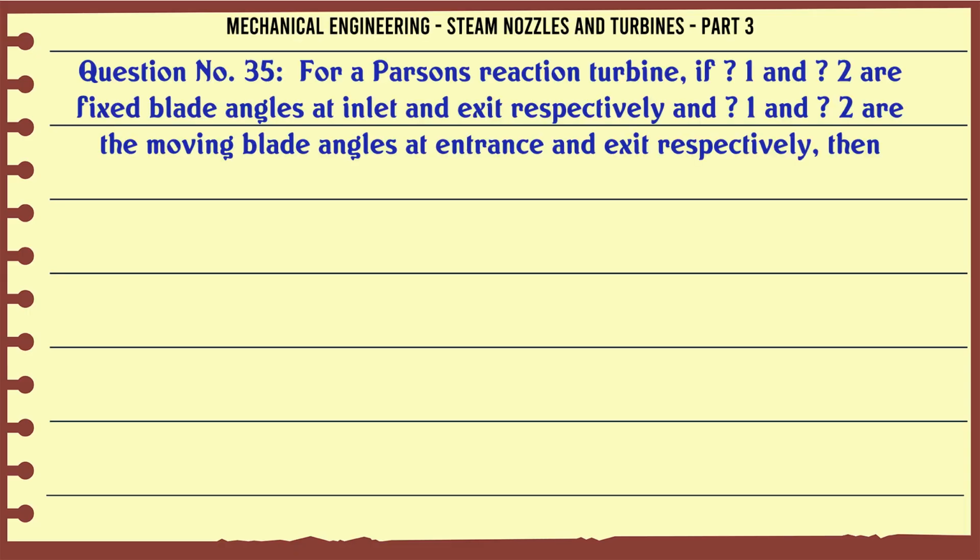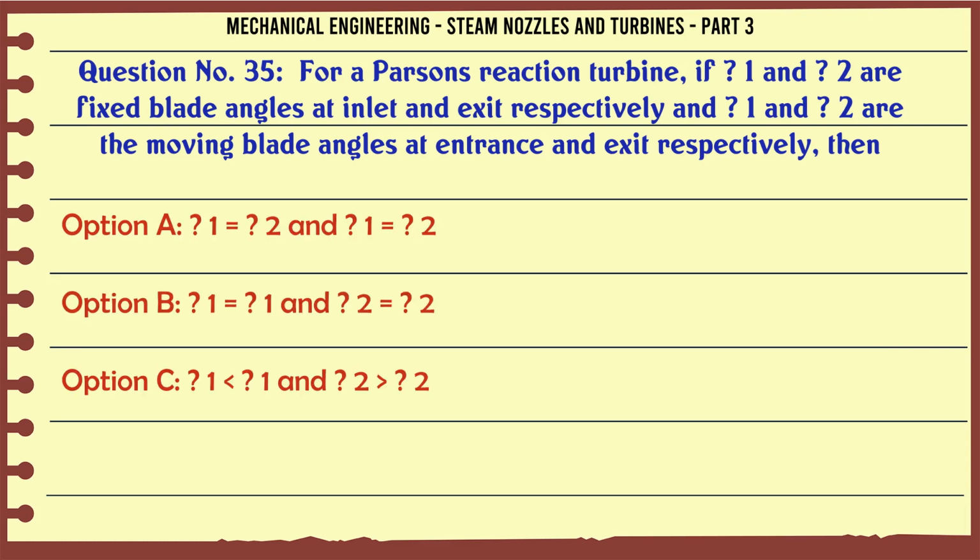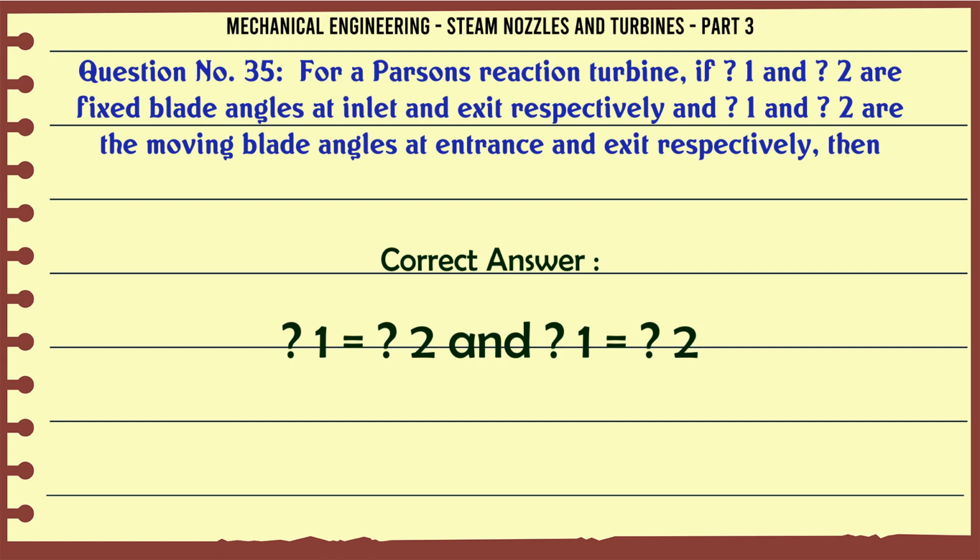For a Parsons reaction turbine, if α1 and α2 are fixed blade angles at inlet and exit respectively, and β1 and β2 are the moving blade angles at entrance and exit respectively, then A. α1 = α2 and β1 = β2. B. α1 = β1 and α2 = β2. C. α1 = β1 and α2 = β2. D. α1 = β2 and α2 = β1. The correct answer is α1 = β2 and α2 = β1.